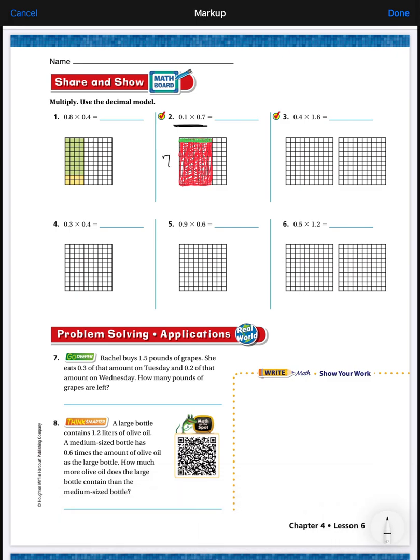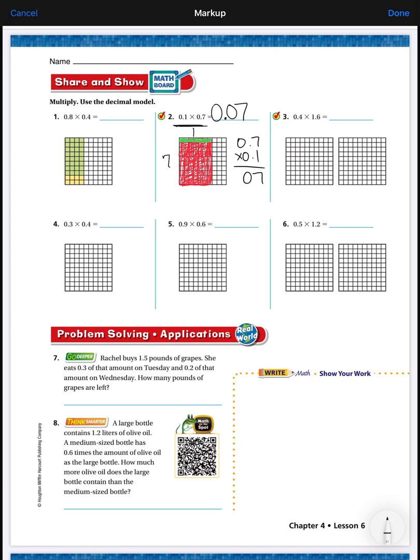Now, I've colored in 7 columns by 1 row. So we know 7 times 1 is 7. But if we look at those shaded squares, that entire picture is 100 squares, and that's only 7 of them. So we've shaded in only 7/100ths of it, okay? Now, the other way you can do that, of course, is 0.7 multiplied by 0.1.